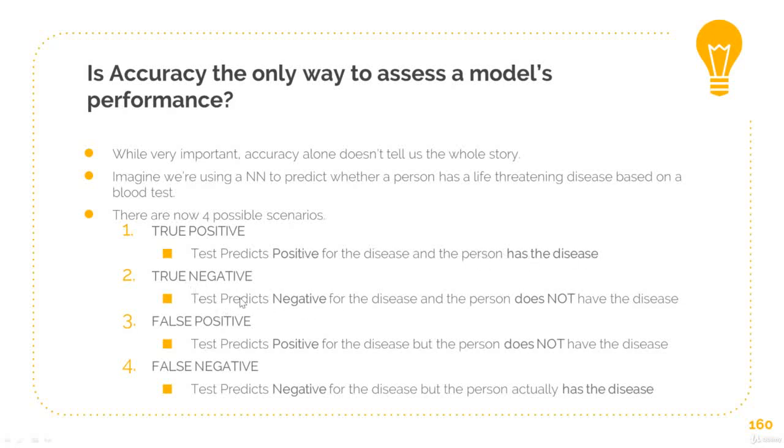It can be a true negative, which is the opposite. The test predicts negative, and the person doesn't have the disease, good. However, it can be a false positive. The test predicts yes for a disease, but the person didn't actually have the disease. So it's not good, but not as bad as this one, where it predicts negative for the disease, but the person actually had the disease. So let's take a look and see how we use these 4 scenarios to assess the accuracy of a model.